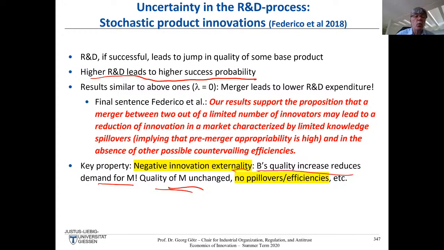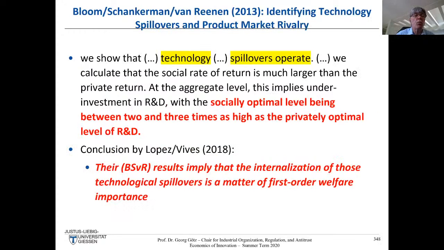Okay, I'm talking about all these spillovers. Why am I talking about them? Because they are so important. And I think I already showed you many different papers in the lecture where this is shown, but here the recent paper by Nick Bloom, Mark Schankerman, and John Van Reenen. They show that technology spillovers operate and that the social rate of return is much larger than the private rate of return, with the socially optimal level being between 2 and 3 times as high as the privately optimal level.